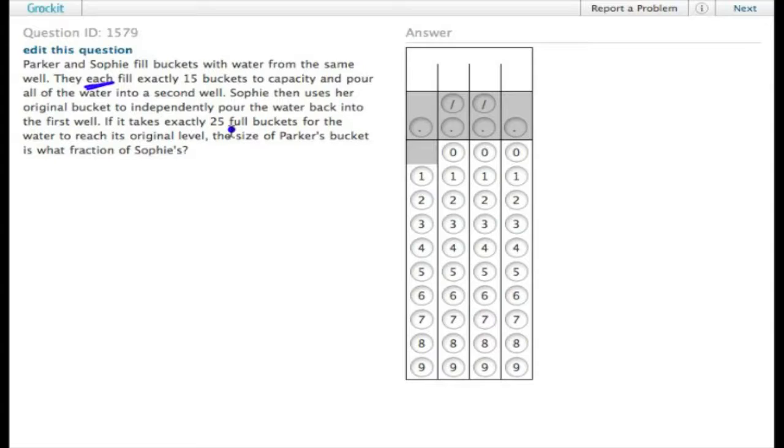If it takes exactly 25 full buckets for the water to reach its original level, the size of Parker's bucket is what fraction of Sophie's?